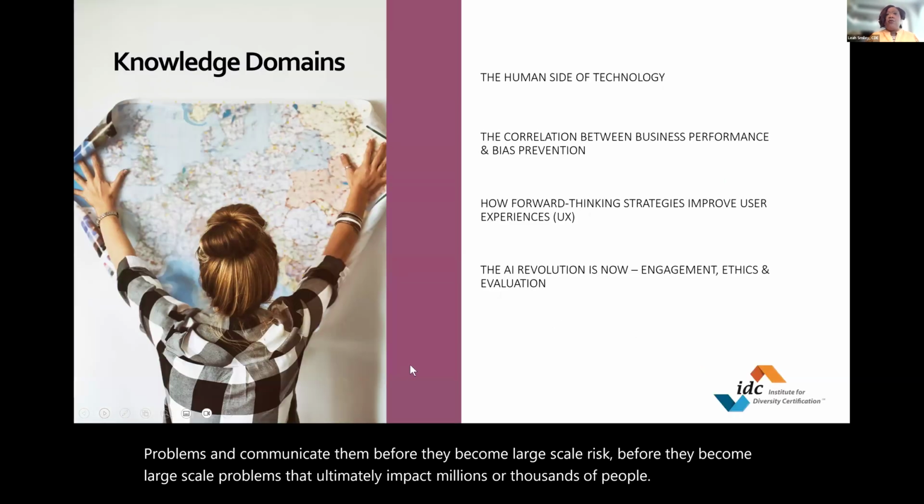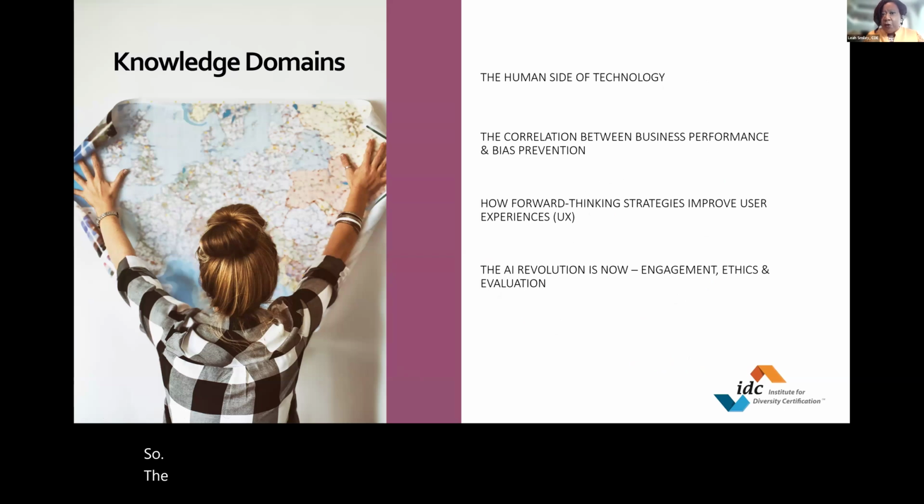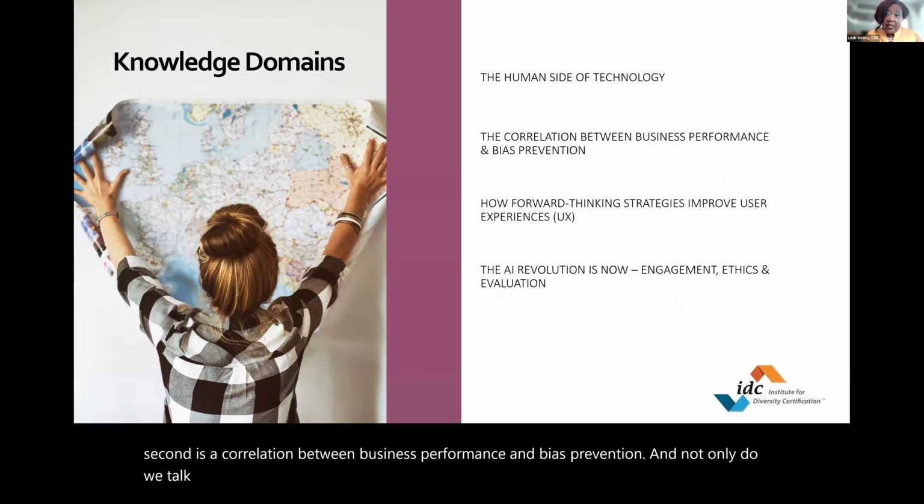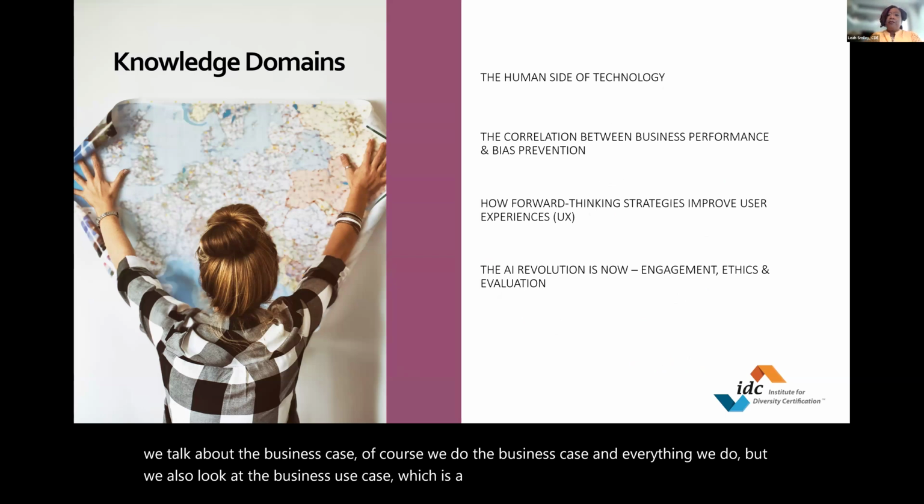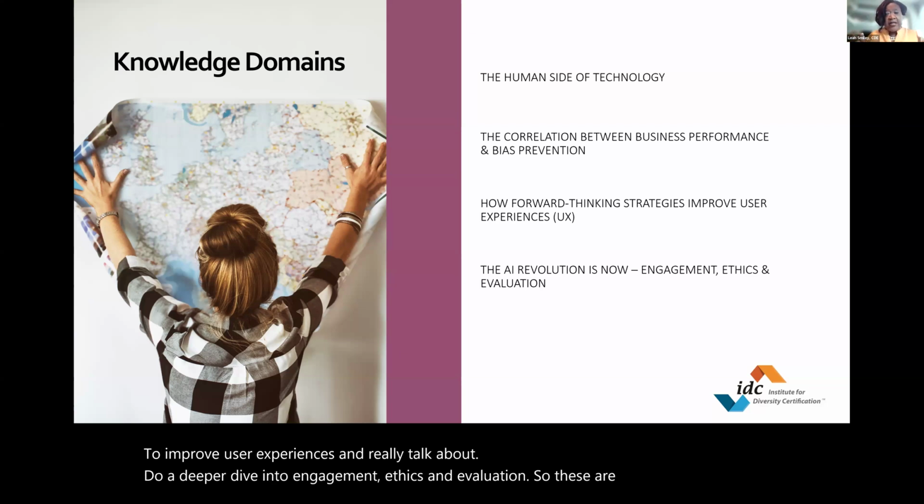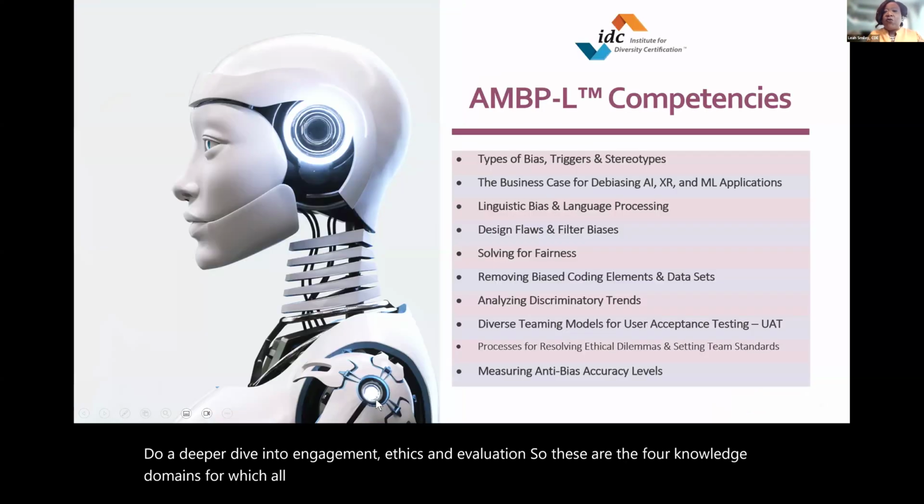So the program is divided into 4 knowledge domains. One is the human side of technology. The second is a correlation between business performance and bias prevention. And not only do we talk about the business case, of course, we do the business case in everything we do, but we also look at the business use case, which is a different concept. We look at forward thinking strategies to improve user experiences and really do a deeper dive into engagement, ethics, and evaluation. So these are the 4 knowledge domains for which all of the competencies will fall under.